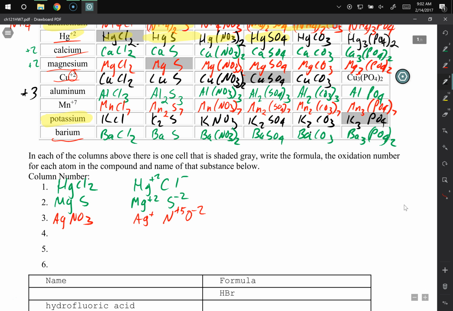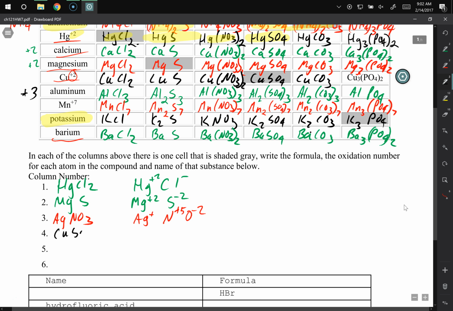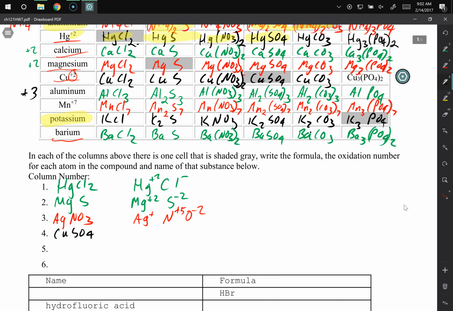The fourth one is CuSO4. Okay, so I don't know what the copper's charge is just by looking at it, but I know that in this case it's a plus two. Why?